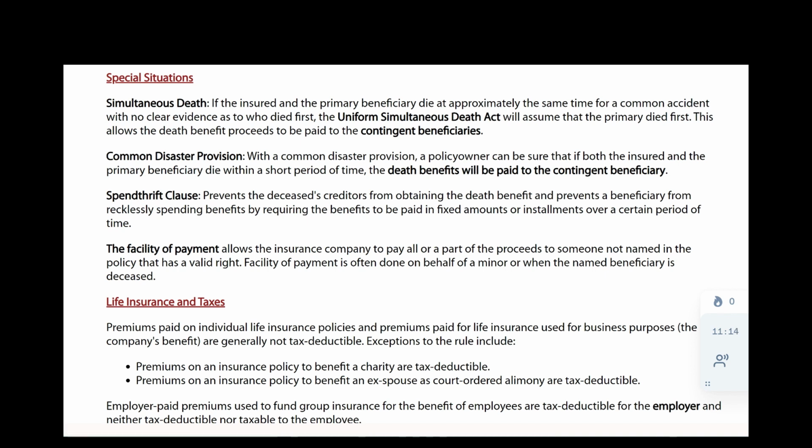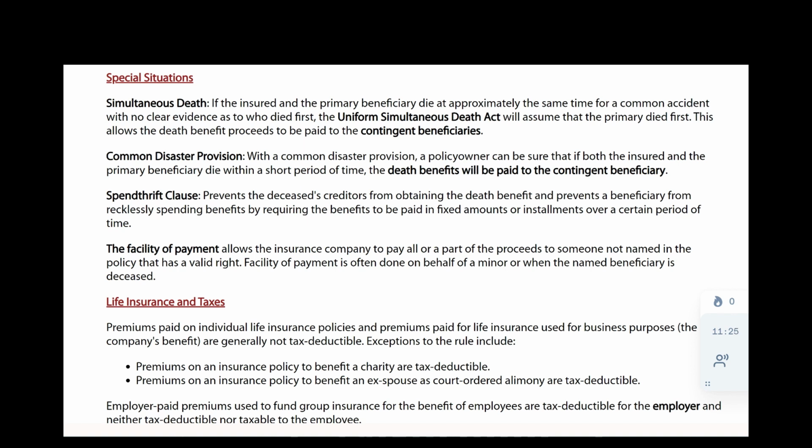The facility of payment allows the insurance company to pay all or a part of the proceeds to someone not named in the policy that has a valid right. Facility of payment is often done on behalf of a minor or when the named beneficiary is deceased.